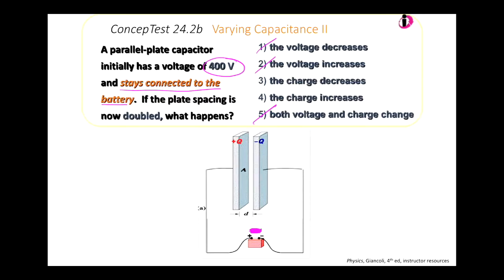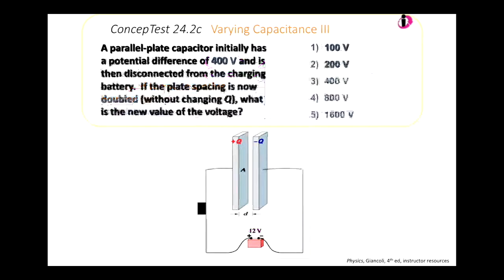3, right? Charge goes down because it's not as good of a capacitor now because I've decreased the capacitance. So the charge decreases, which brings us to the last slide of this chapter, which has the exact same mistake. Ignore that 12 volts down there. It is charged to 400 volts, then disconnected, which means that Q will stay constant.